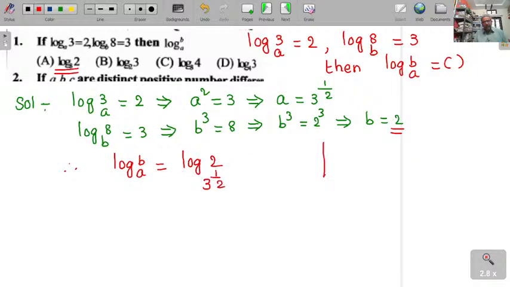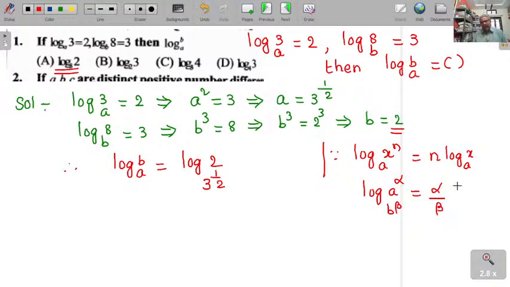So my dear students, in logarithms we have already discussed this: log x to the power of n to the base a is equal to n times log x to the base a. This is the power rule. Otherwise we have one more formula also: log of a to the power of alpha to the base b to the power of beta, we can write as alpha by beta log a to the base b. So this is relevant in this case.